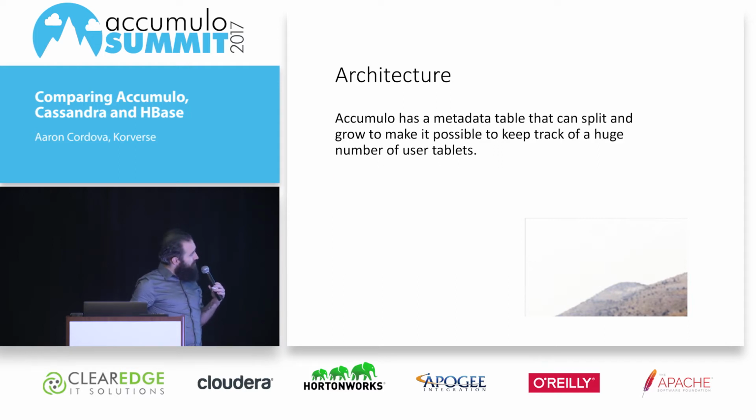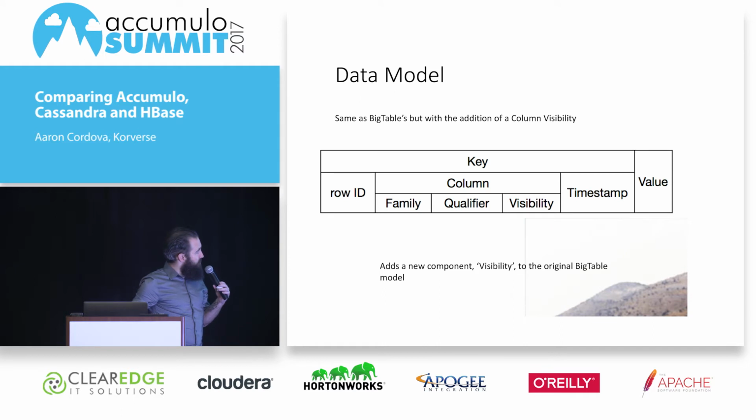Accumulo has a metadata table that can split and grow. It just makes it extremely scalable. That's based on Google's Bigtable design. The data model looks like this. So I said it has key value pairs, but the key is complicated. The key is made up of three primary components: row ID, column, and timestamp, and the column is further split into three things. It's mostly like Bigtable, except we added the column visibility.